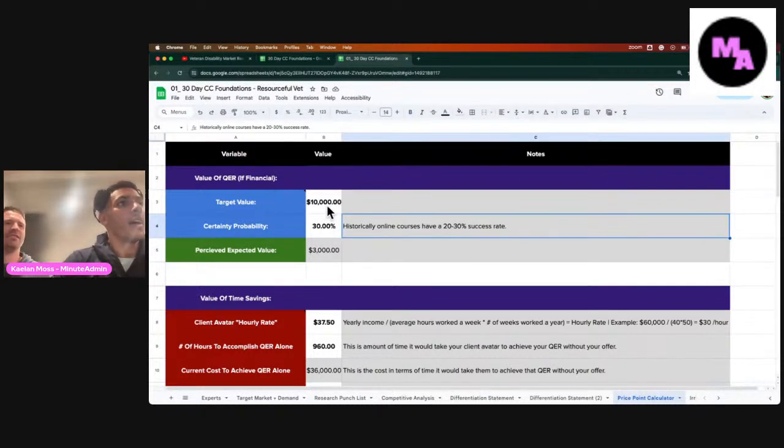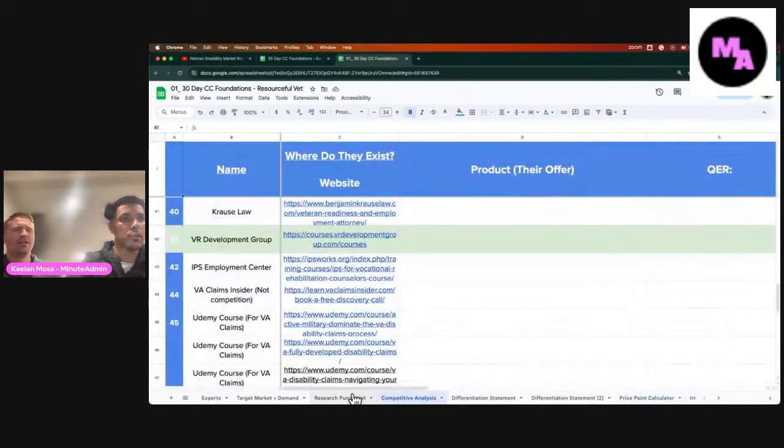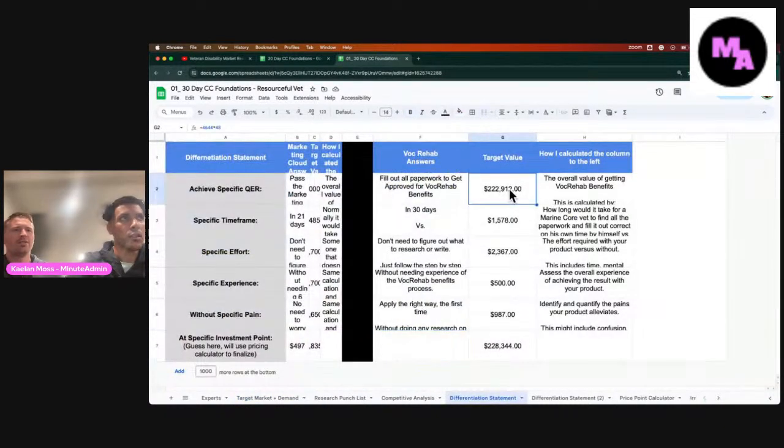Okay, target value. Basically, how much is the end result worth to somebody if they get this? I think we talked about that, right? It was like $228,344 down below. So that's our target value, right? That's with all of this stuff added up, basically.